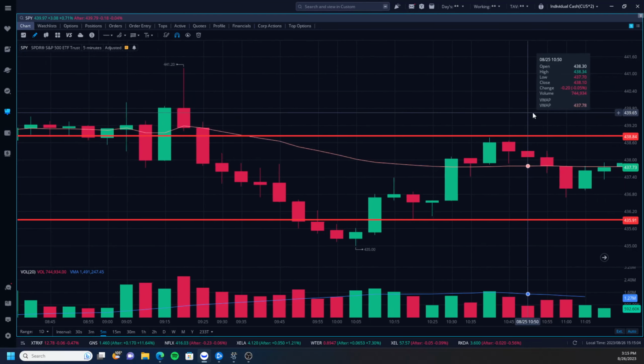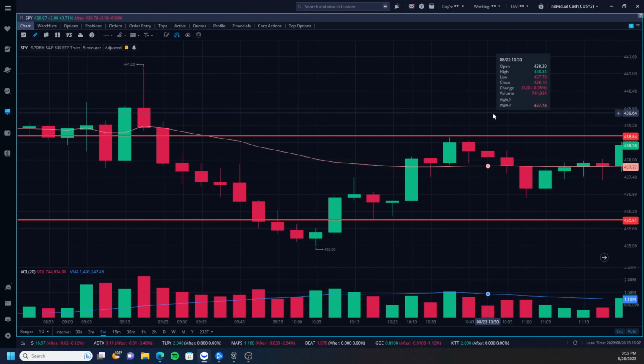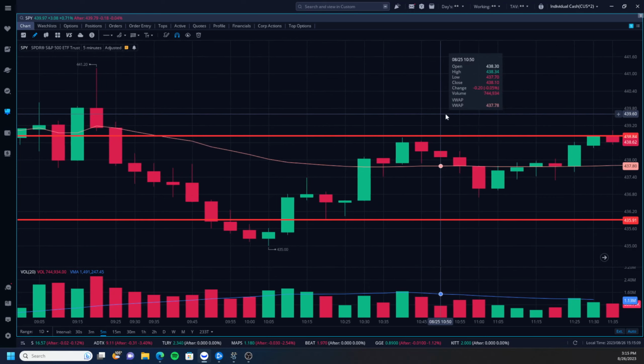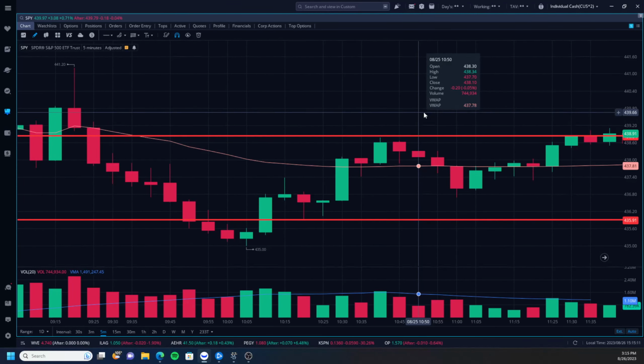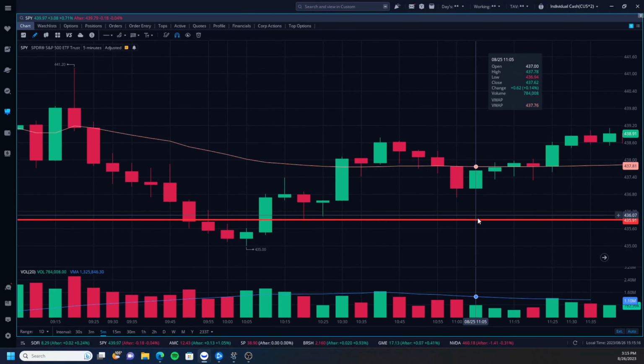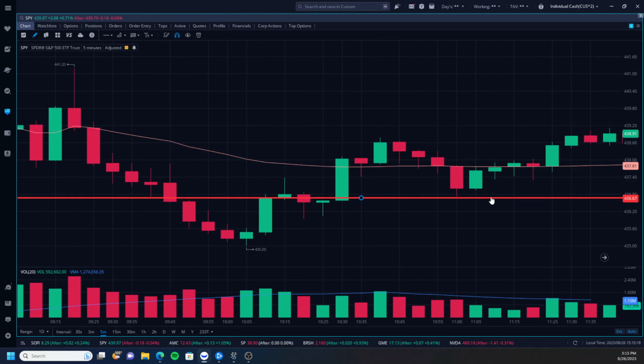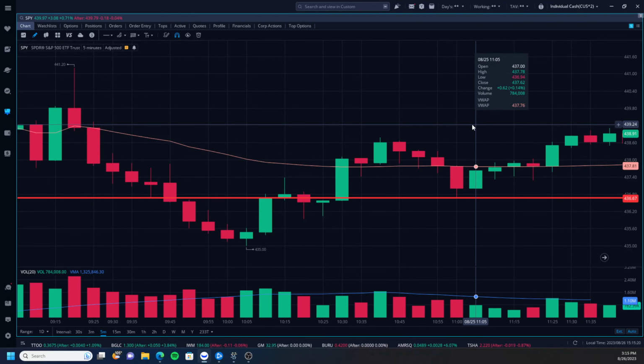Let's check it out. What do we got going? There it is. We see it now. Moving the stop up. Look at that, guys. So this is how you should be trading.